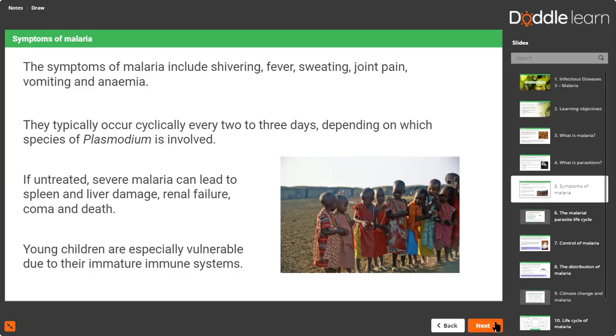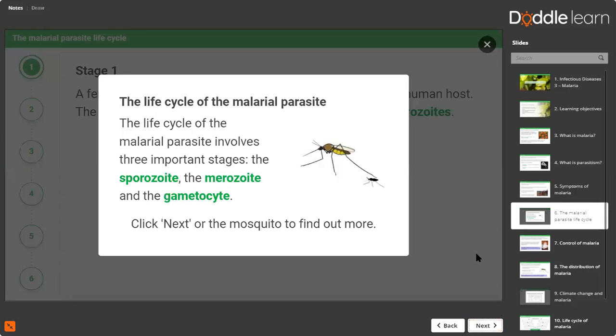So, malaria parasite life cycle. The life cycle of the malarial parasite involves 3 important stages. These are the sporozoite, the merozoite, and the gametocyte. And we're going to go through each of these 3 stages.